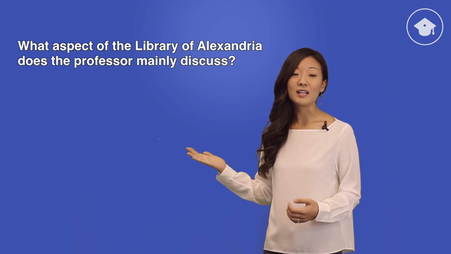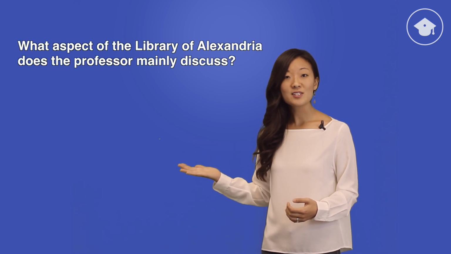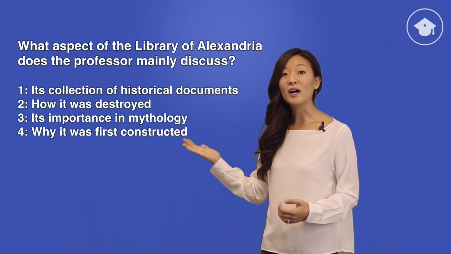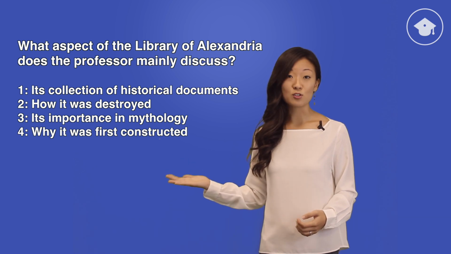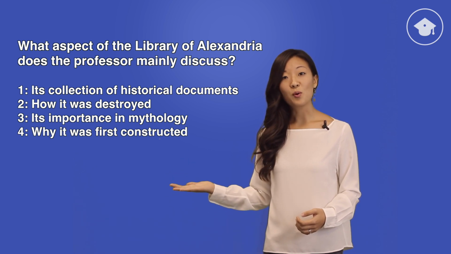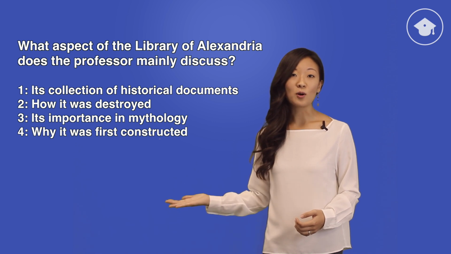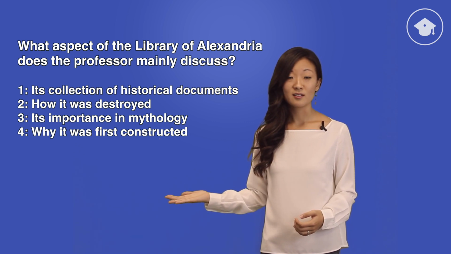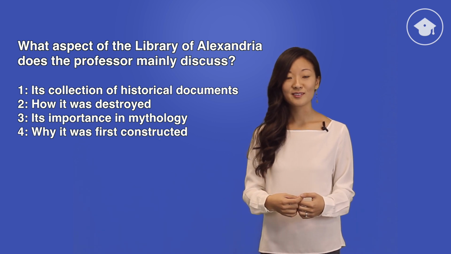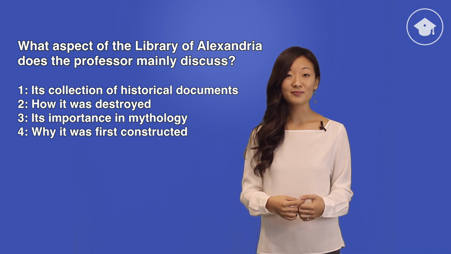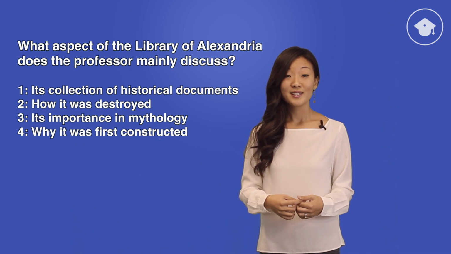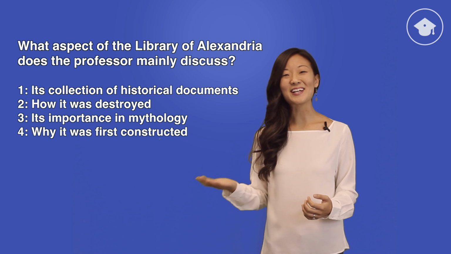Now, look at this question. What aspect of the Library of Alexandria does the professor mainly discuss? 1. Its collection of historical documents. 2. How it was destroyed. 3. Its importance in mythology. And 4. Why it was first constructed. Which answer did you choose? I'll give you a minute. Did you choose answer 2? Great, that's correct.